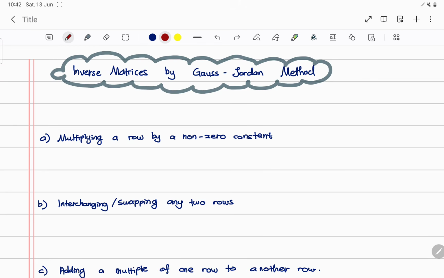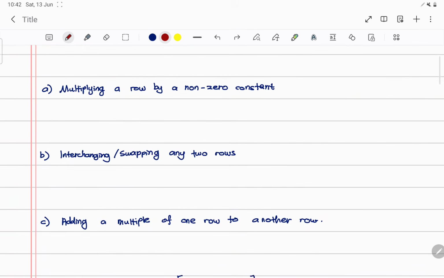In order for us to apply the Gauss-Jordan method, we have to use elementary row operations. When you apply these rules, you need to apply them to the whole row. So what rules do you have to apply? We have 3. The first one is multiplying a row by a non-zero constant. For this one, we have cRi.